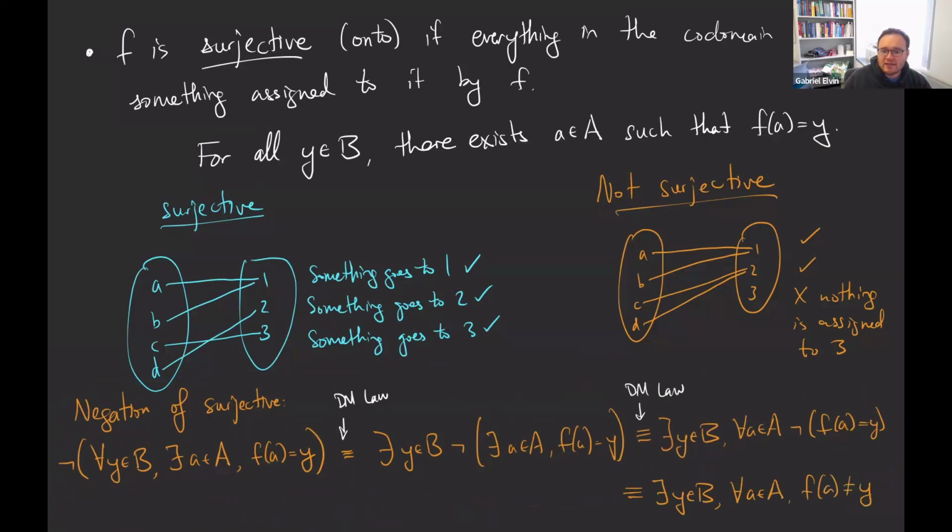And let's check that that statement logically matches up with our illustration. For something not to be surjective, there has to exist a y in B. That's 3. Such that for all of these elements in the domain, they are not going to equal 3. And that's true. f of A equals 1, f of B equals 1, f of C equals 2, f of D equals 2. None of them equal 3. So yeah, it checks out.